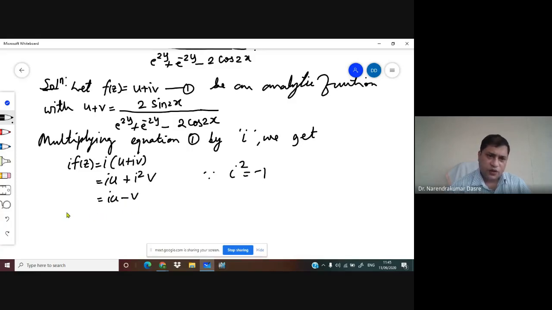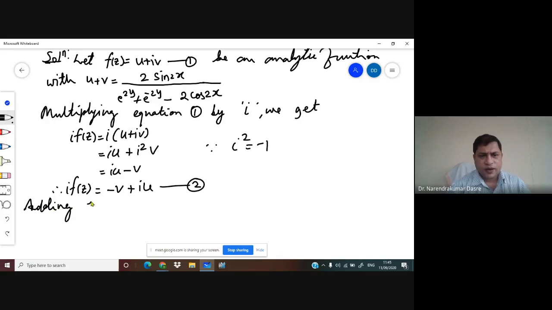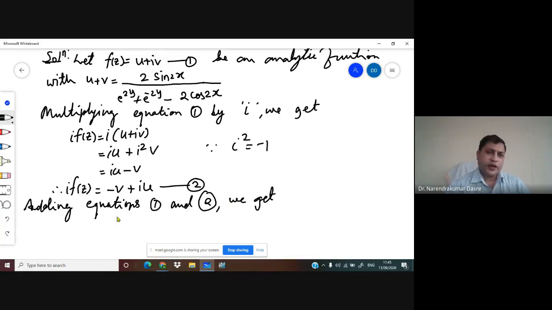So let us call this example. Okay. So the first step: f of z is equal to u plus iv. This is equation 1. Let f be an analytic function, with what is given, u plus v is equal to 2 sine of 2x over e raised to 2y plus e raised to minus 2y minus 2 cos of 2x. Okay, so this is given and this is the first step that we have to consider.